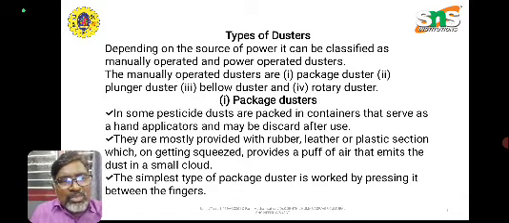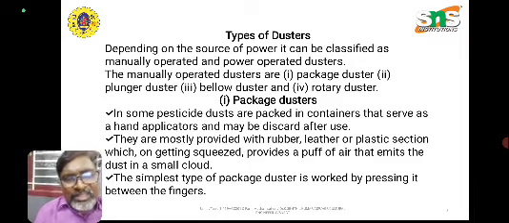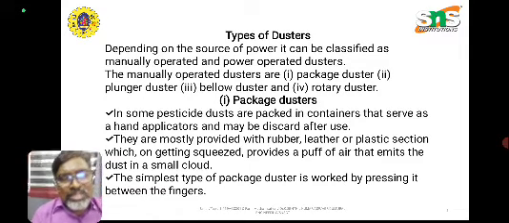First, the package dusters. In some pesticides, the dust is packed in containers that serve as a hand applicator and may be discarded after use. Once application is over, it is discarded as it contains poisonous chemicals. These are mostly provided in rubber, leather or plastic sections, which on being squeezed provide a puff of air that emits the dust in a small cloud. The simplest type of package duster is worked by pressing between two fingers. This is a very basic type of duster, known as the package duster.